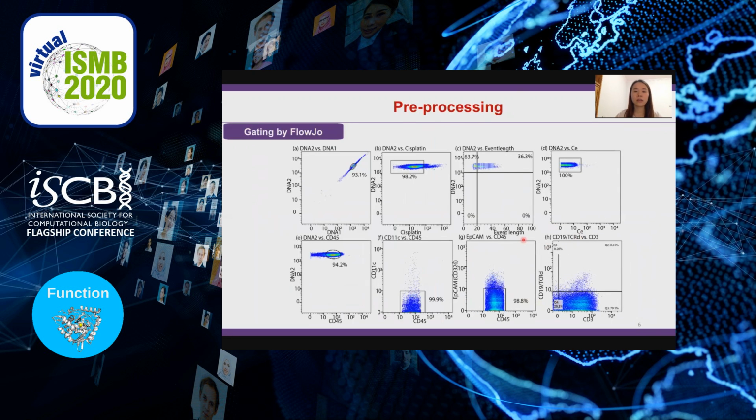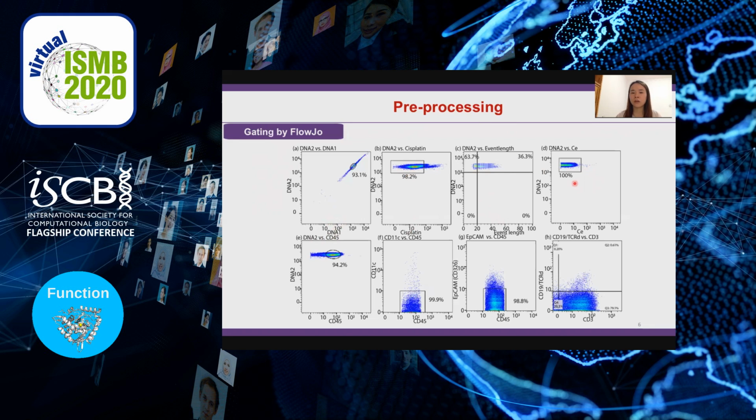Here are the gating results. In the figure, each dot is a cell and color represents intensity. We change to different parameters to select certain cells we want. For example, gating on DNA channels was used to remove debris. Gating on cisplatin to select viable cells. Gating on event length to make sure it's single cells.